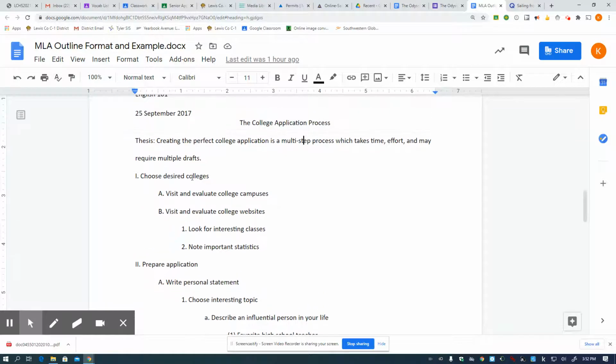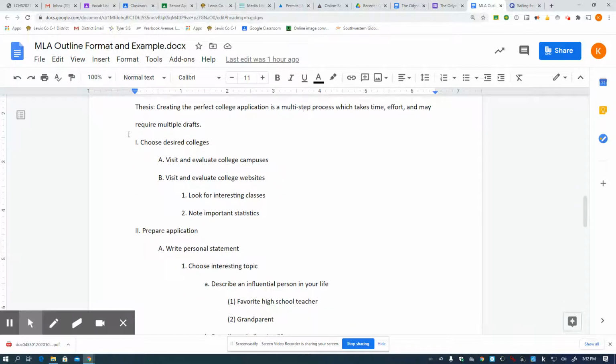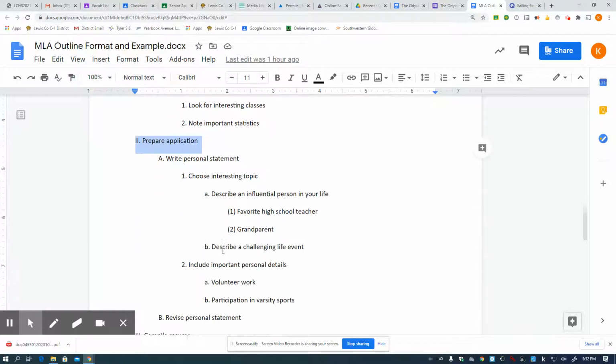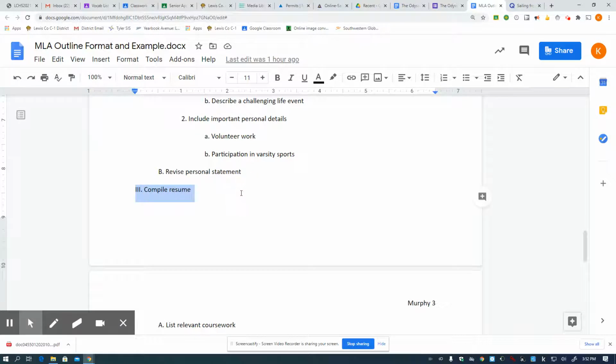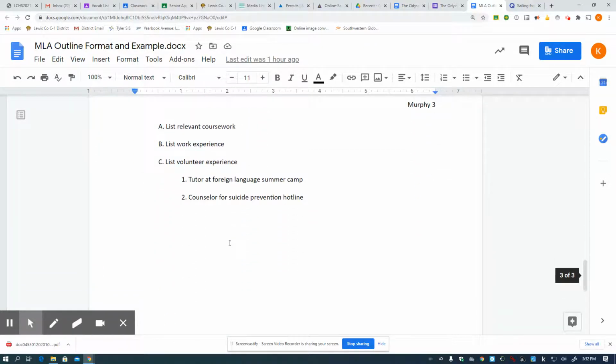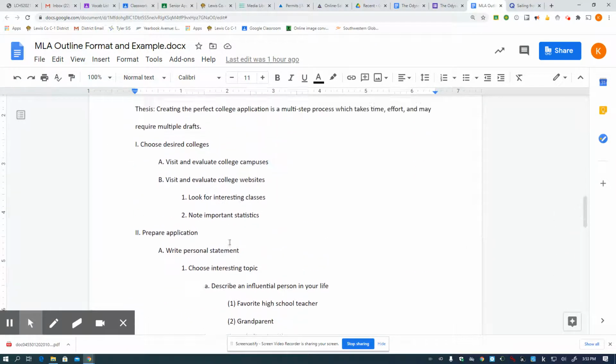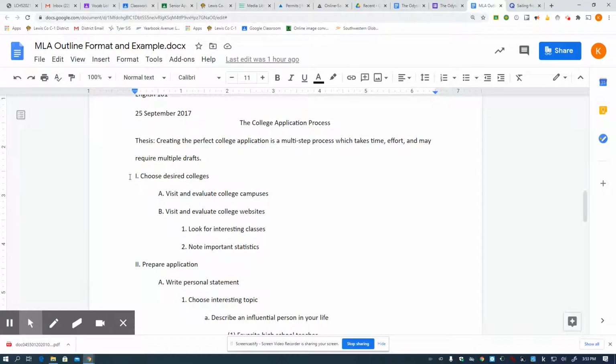Now, obviously, this thesis statement tells us that we are going to talk about the process of applying to college. Okay? So first and foremost, our main ideas are our Roman numerals. The first thing we have to do is to choose our desired college. The other main thing we have to do is prepare the application. Then we'll need to compile a resume. These are our three main things.